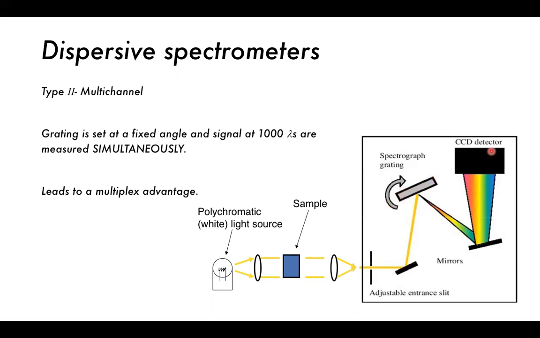And so all of these different wavelengths are incident on the CCD detector, and we have the ability to measure more than one wavelength at a time. This creates a multiplex advantage in that we are able to have a higher throughput, and we are able to measure all the wavelengths at once. And so we're able to do more complex studies than would be possible with the scanning dispersive instrument that we saw on the previous slide.